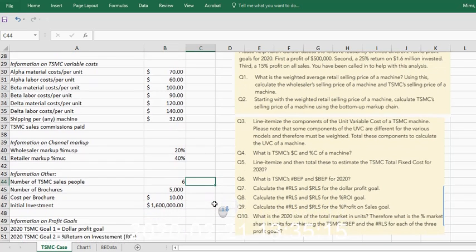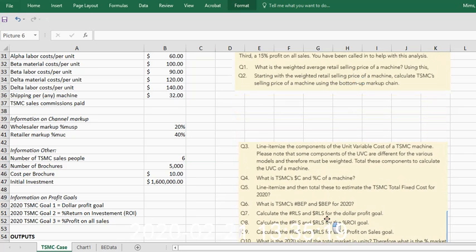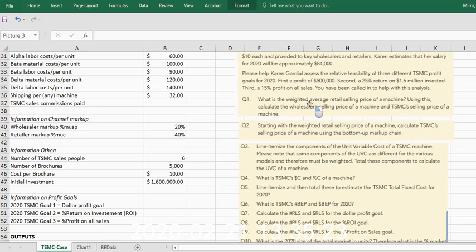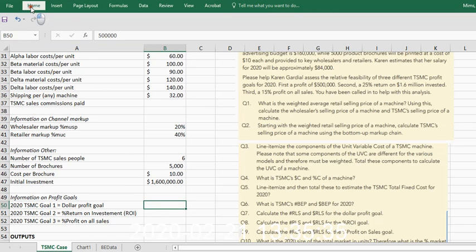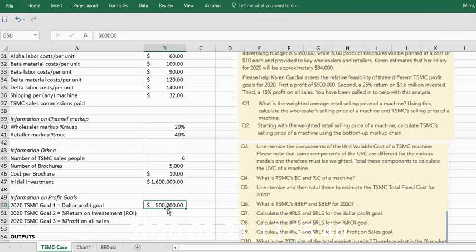Then we have the 3 scenarios. Let's just pull those down a little bit more so we can see them. There are 3 scenarios for this input section that we want to remind ourselves. First, the VP of Marketing says the first profit goal is to just make an additional $500,000 in profit. Okay, so let's enter $500,000. That's just a data point we're entering.